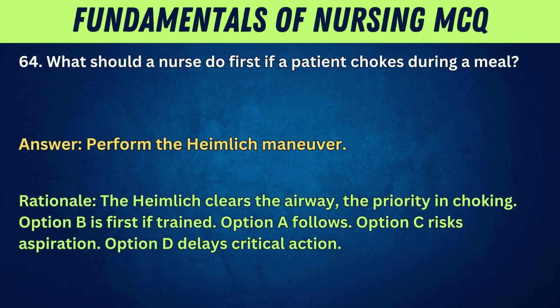Answer: perform the Heimlich maneuver. Rationale: the Heimlich clears the airway, the priority in choking. Option B is first if trained. Option A follows. Option C risks aspiration. Option D delays critical action.